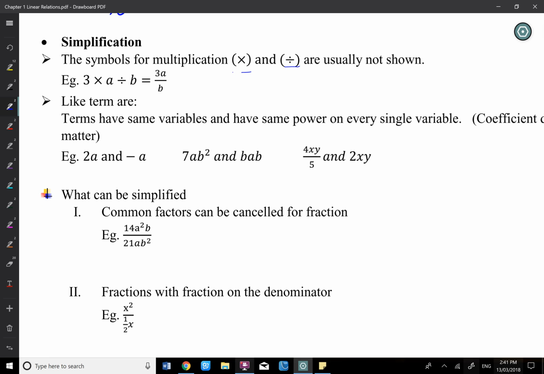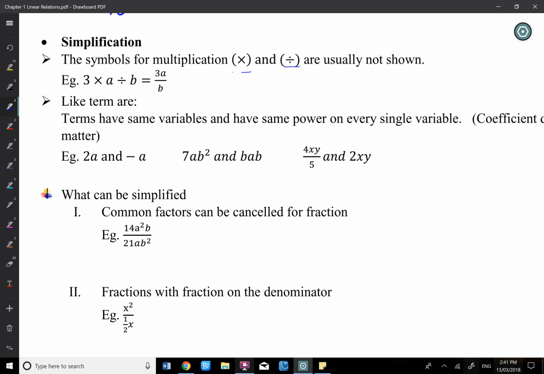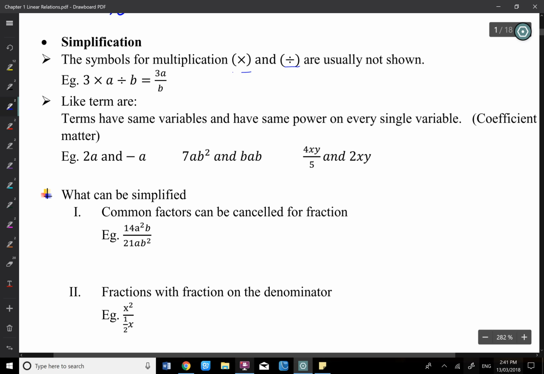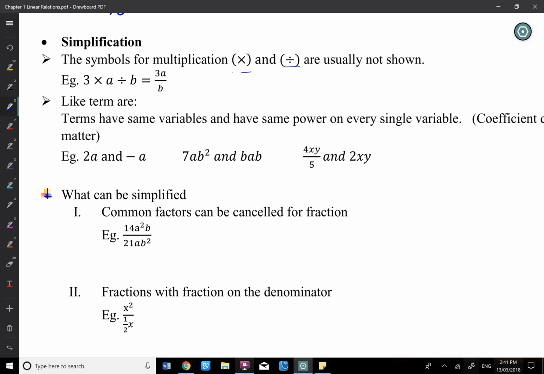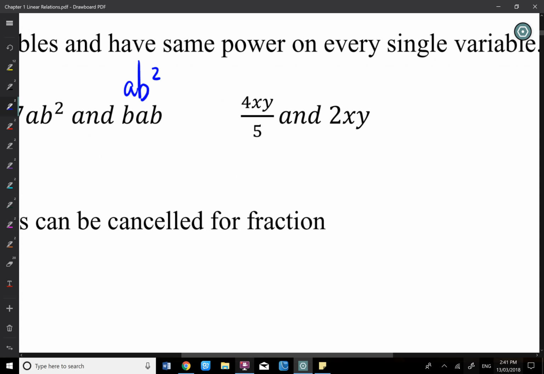Like terms can be collected together. If they have the same variables and the same power of the variables, for example, if I have a and a, 1a, they are like terms. For another example, we have ab squared, and for the second one we have 2b and 1a, that's ab squared as well. Then they are like terms as well.